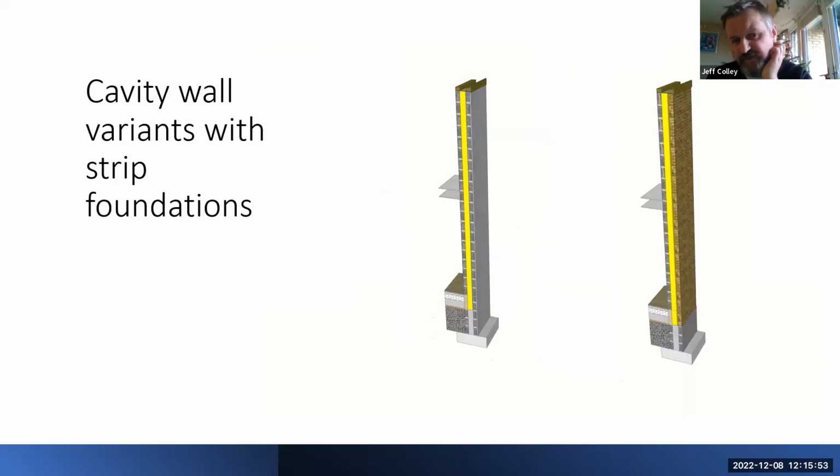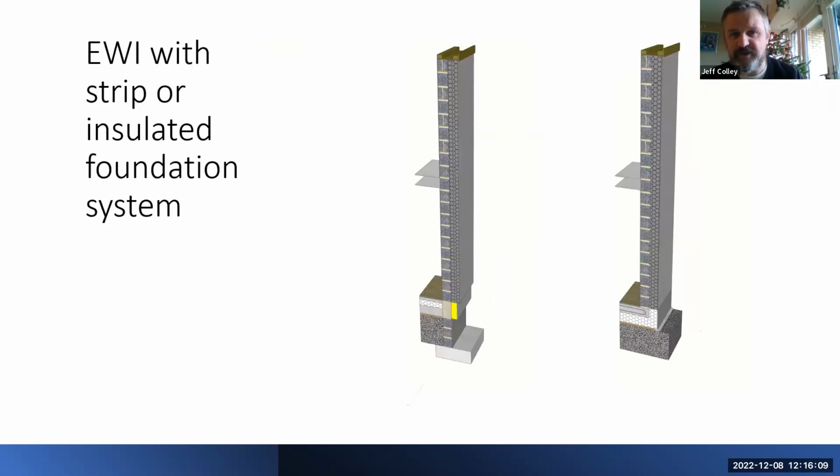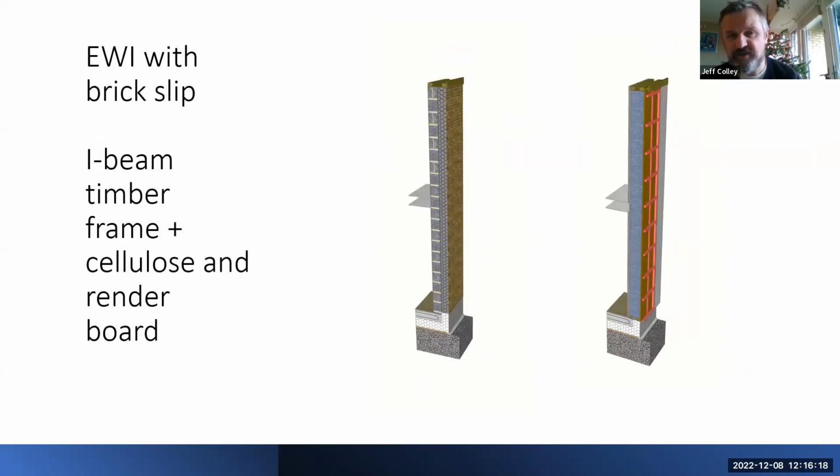We looked at 6 different wall types, and the variables that we focused on were the wall types and the foundations, with 2 cavity wall variants, both with strip foundations, the difference here being either rendered blockwork or brick. And then we had external insulation, either with insulated foundations or strip foundations. And then we had also external insulation with a brick slip finish, and then finally an I-beam timber frame with cellulose and a render board.